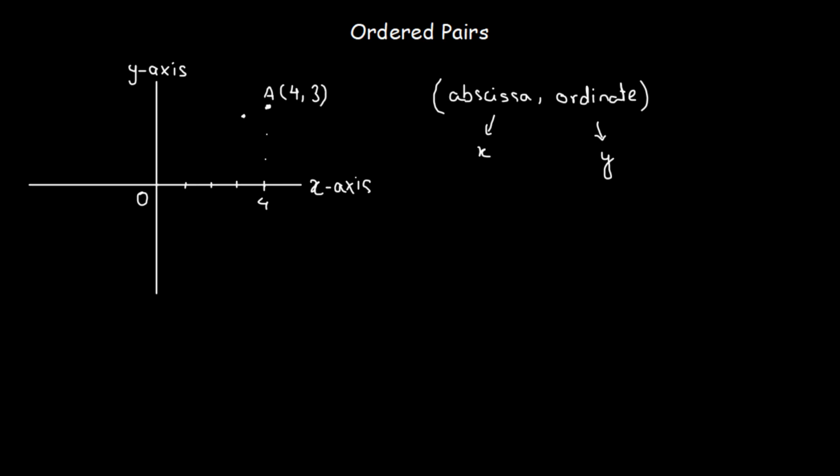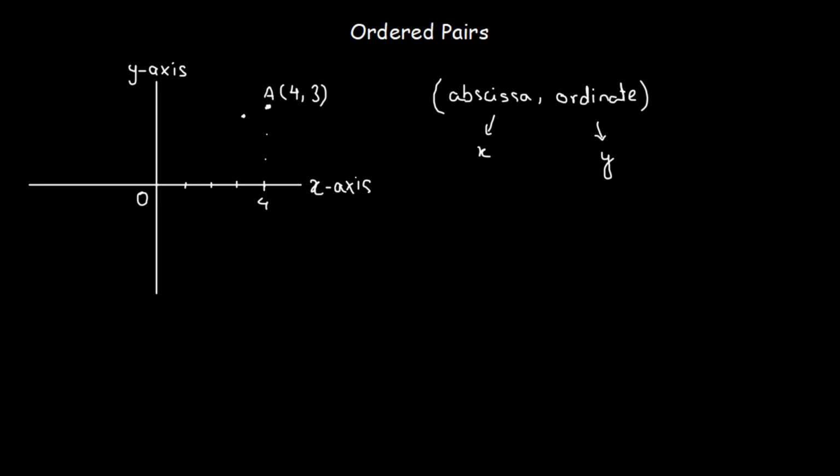So this particular point 4, 3 is written in a very specific manner. The order is very important here, meaning that we always specify the x value first, so the distance of the point A from the origin when measured along the x-axis. That is what we have to specify first, and then we specify the ordinate, which gives us the location of the point A from the x-axis, or we could say the y distance away from the x-axis.